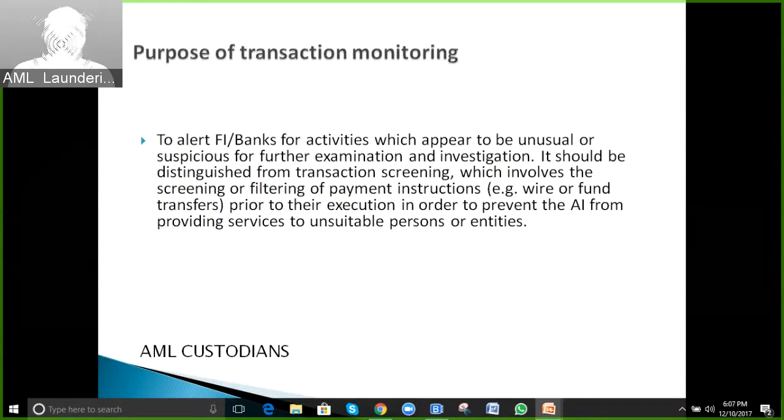Any queries on this slide? No, we can discuss right away. And this is a basic rule, Hemant, that every financial institution or bank will follow.